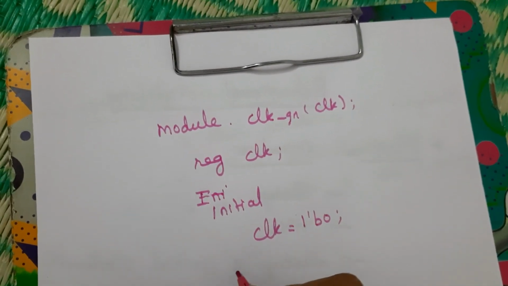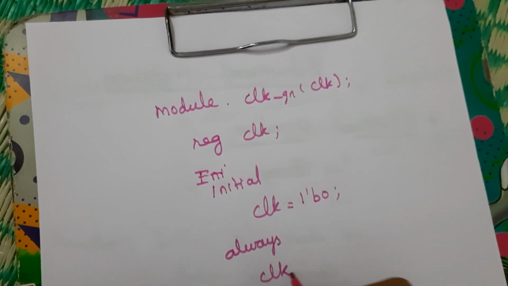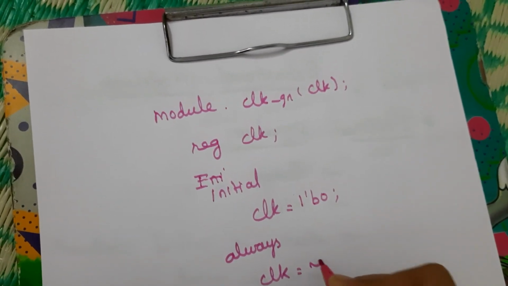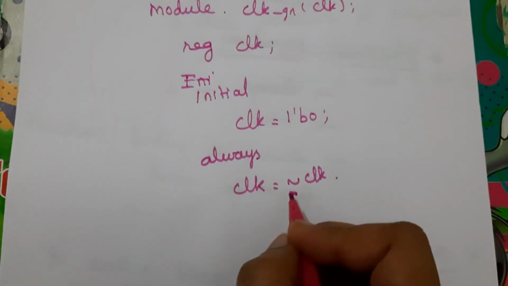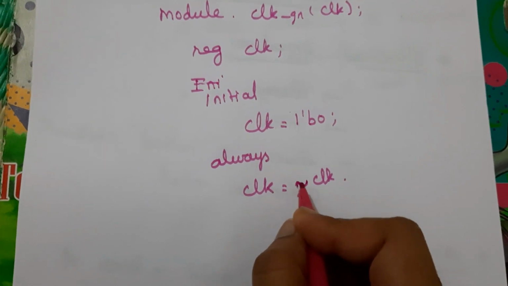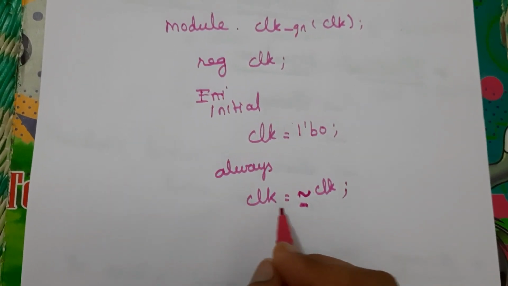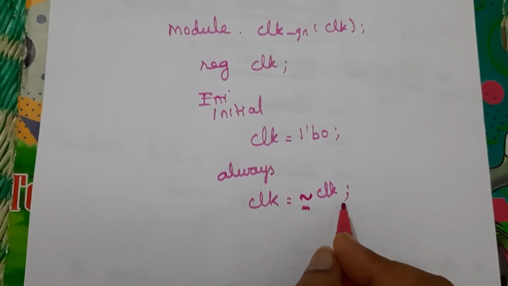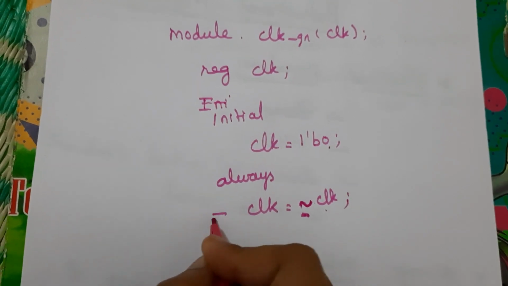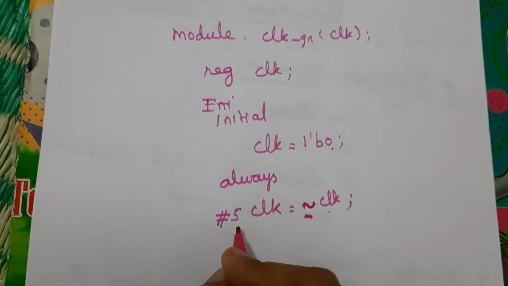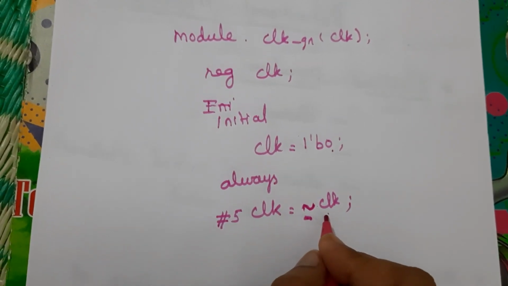And always, this clock becomes not clock, and this is an operator, the not gate operator. We mention not gate like this. So always clock is equal to not of clock, that is 0 initially, now it becomes 1. So we just give the time delay 5. So 5 nanoseconds, after 5 nanoseconds this clock becomes 1.